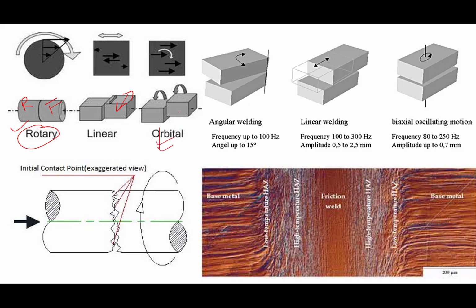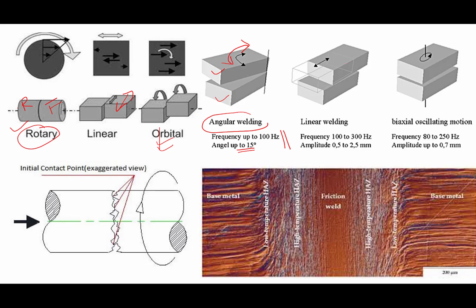So if you see, these are the three different cases of angular welding. Depending upon the kind of component, say this is one component, another component, two are to be joined. So what we do, instead of linear movement, the movement is given back and forth in a particular angle, and that movement can be up to 15 degrees with a particular frequency.